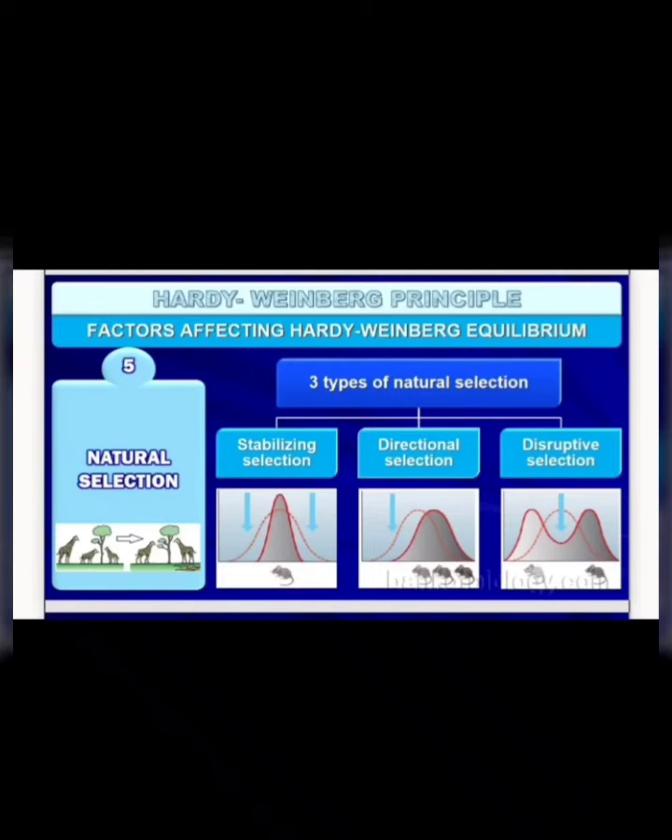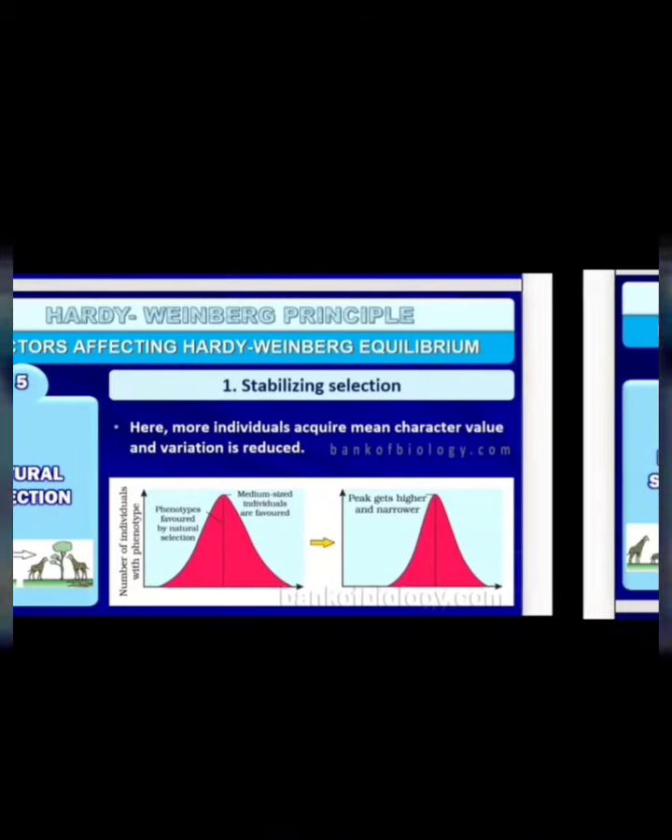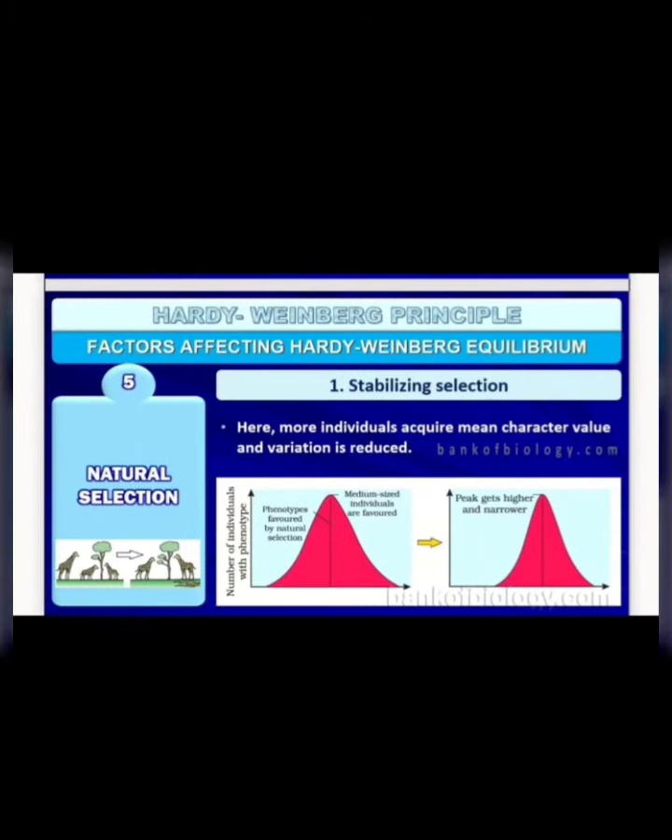Next, natural selection. Even in natural selection there are three types: stabilizing selection, directional selection, and disruptive selection. So what is stabilizing selection? Here more individuals acquire the mean character value and variation is reduced. So the maximum of the individuals will have the mean character, the majority character. Then we call it stabilizing selection.